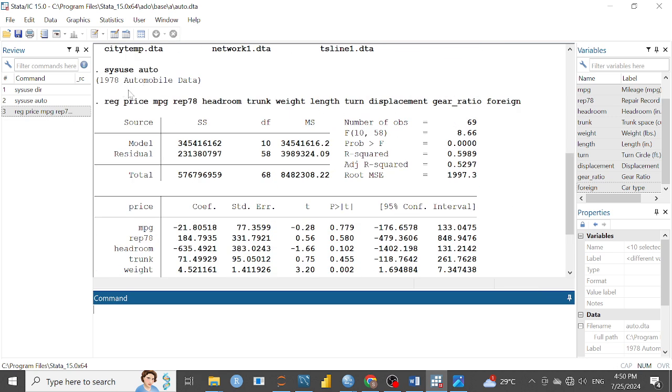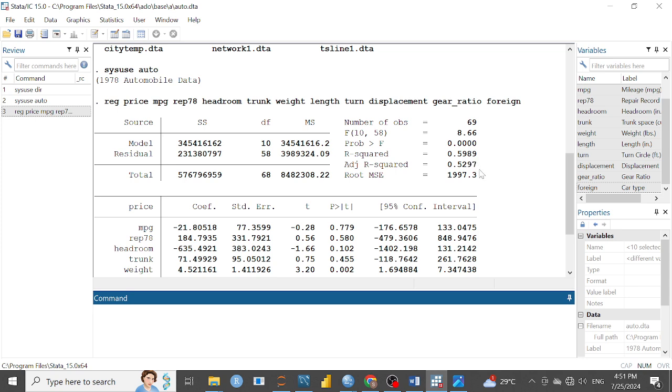You can see this is the 1978 automobile data. This is the command. This is an ANOVA table. This is the sum of squares. This is the degrees of freedom. This is the mean square, and the number of observations is 69. Then this is the p-value, 0.00. So that shows how significant. Then we can see 10.58.